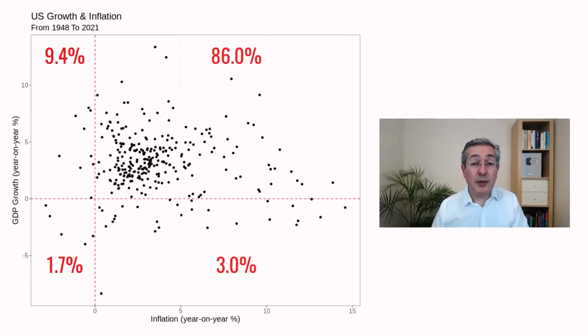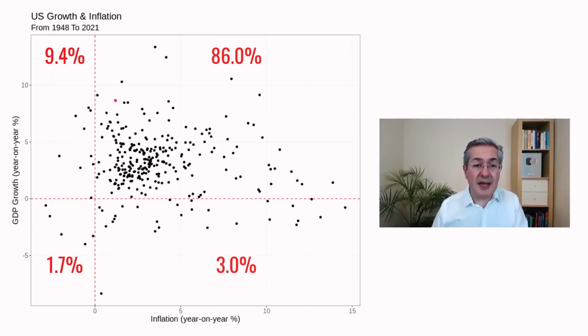Now, it all seems really simple when you look at one of those diagrams. However, the reality is much more messy. If you plot US inflation, that's shown on the x-axis here, versus growth on the y-axis, this is what the data looks like if you go back to 1948. Notice that the economy doesn't spend an equal amount of time in each of the sectors as the clock would suggest.